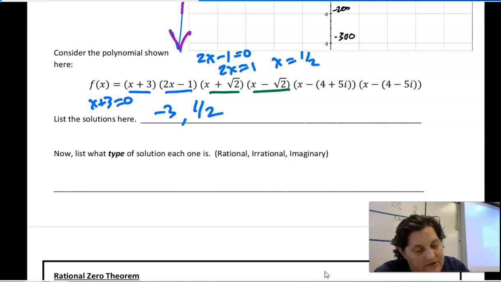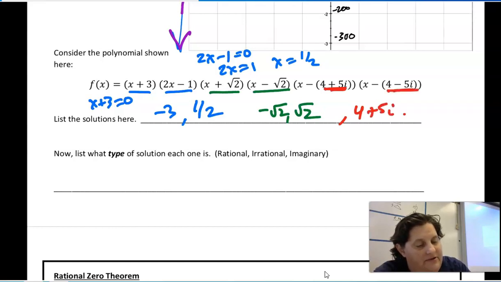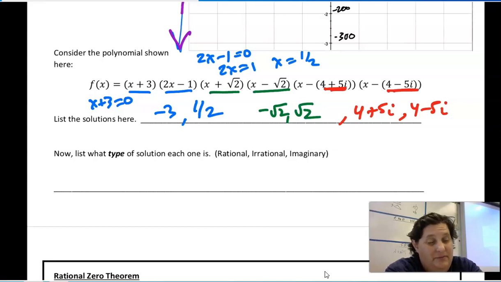My next two, if I were to solve that, x would be negative square root 2, positive square root 2. And then here, if I solve these, so I put that in parentheses because it's x minus, one of my solutions would be 4 plus 5i, and the other solution would be 4 minus 5i. We've talked before about how imaginary solutions come in pairs. So I'm going to get two of them together, okay? Now it says list what type of solution each one is.